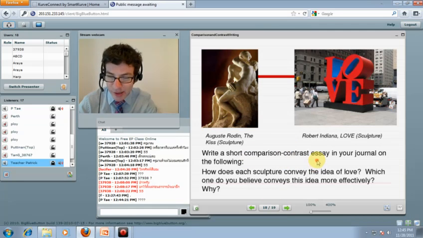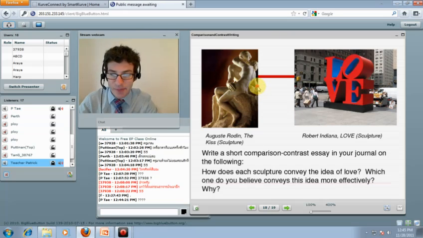Next up. Write a short compare and contrast essay on the following. You don't have to do this. We'll just talk about it. How does each sculpture convey the idea of love? Which one do you believe conveys this idea more efficiently? Why? Or effectively? Which one's better at it?